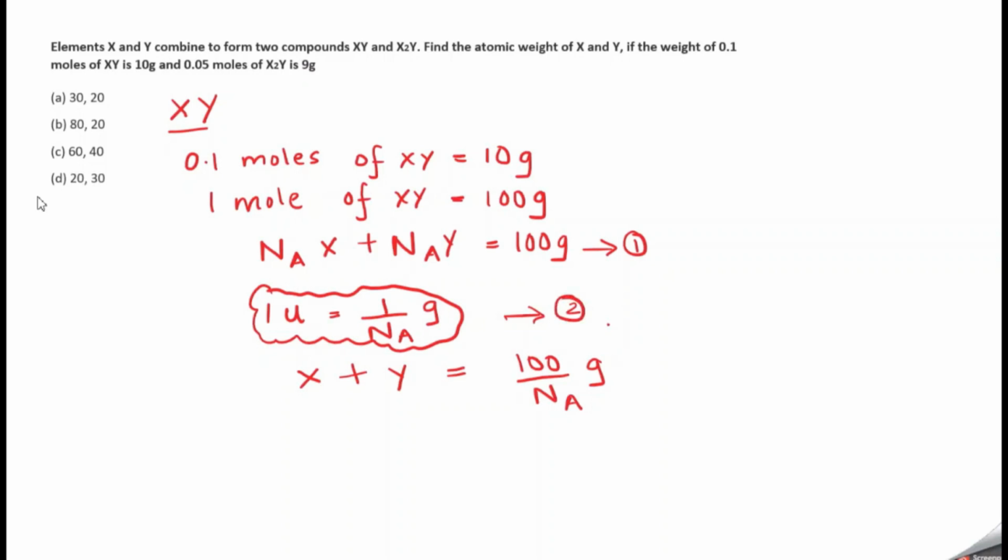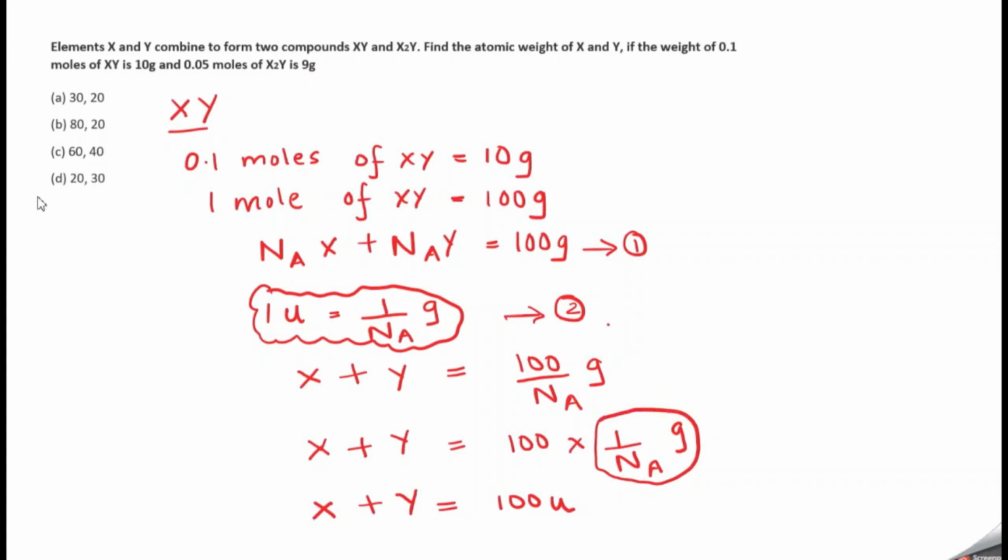So I can rewrite the equation as X plus Y is equal to 100 into 1 by Na gram. So this can be further written as X plus Y is equal to 100 U. So this part I have substituted: 1 by Na gram is equal to 1 U. Okay, so this is how we have done it for XY.